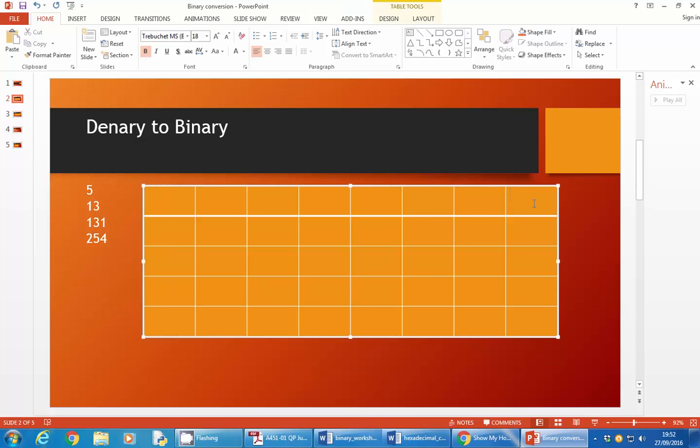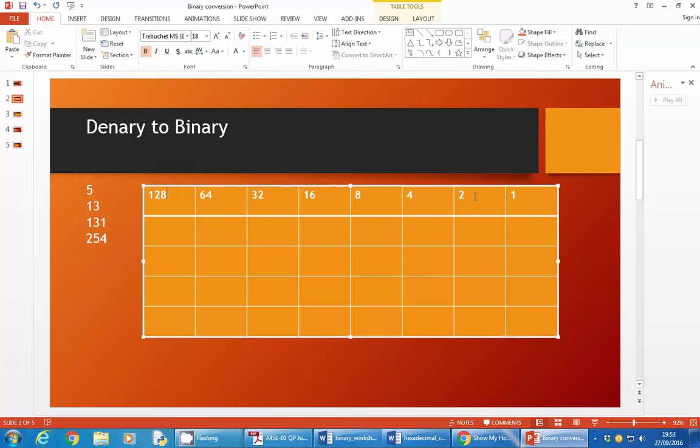So you start off on the right hand side and you put the number 1, and then that number is going to double each time. Why? Because it's 2 to the power of 0, 2 to the power of 1, 2 to the power of 2, and so on. So all you need to know is it starts off with 1 and goes all the way to 128, which is using 8 bits. So 1, 2, 4, 8, 16, 32, 64, and 128.